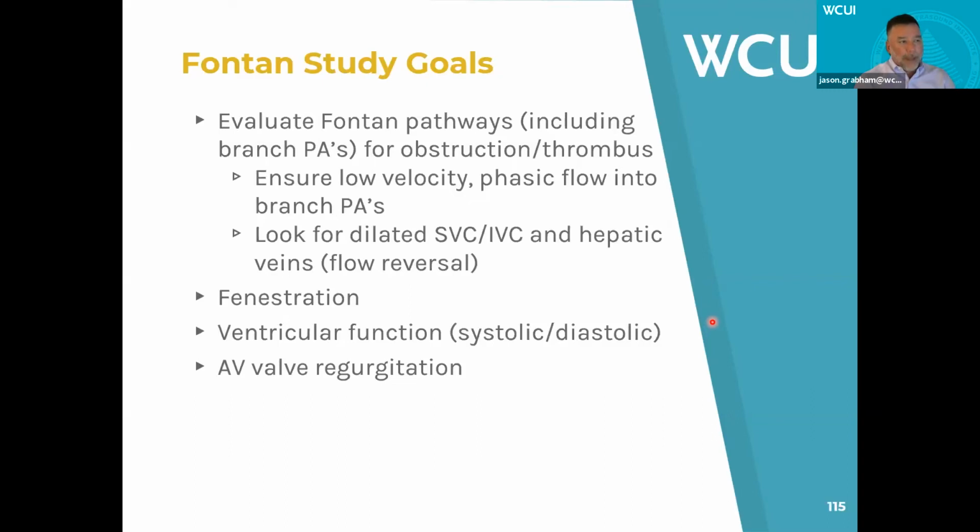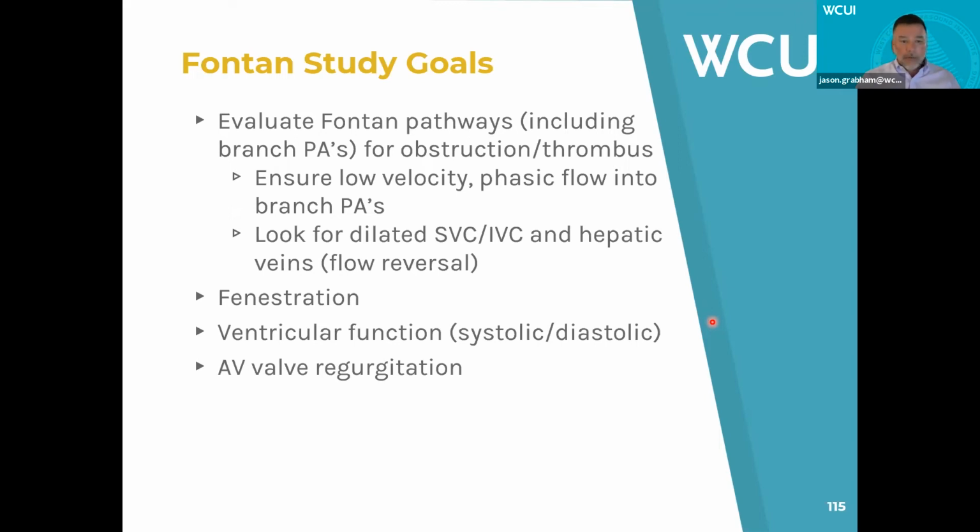You have to carefully follow these patients for life because you have these low flow setups. You have to constantly evaluate for obstruction, for thrombus. You want to look for that phasic flow. You want to look for dilatation of the SVC, IVC, hepatics. You want to evaluate the fenestration, ventricular function, AV valve regurg. These patients are going to be followed for their lifetime. They're going to be on significant cardiac medications for their lifetime.